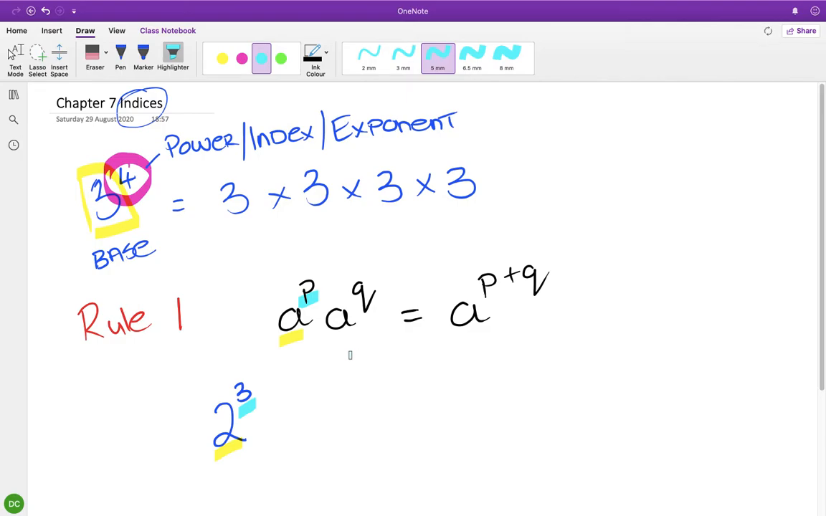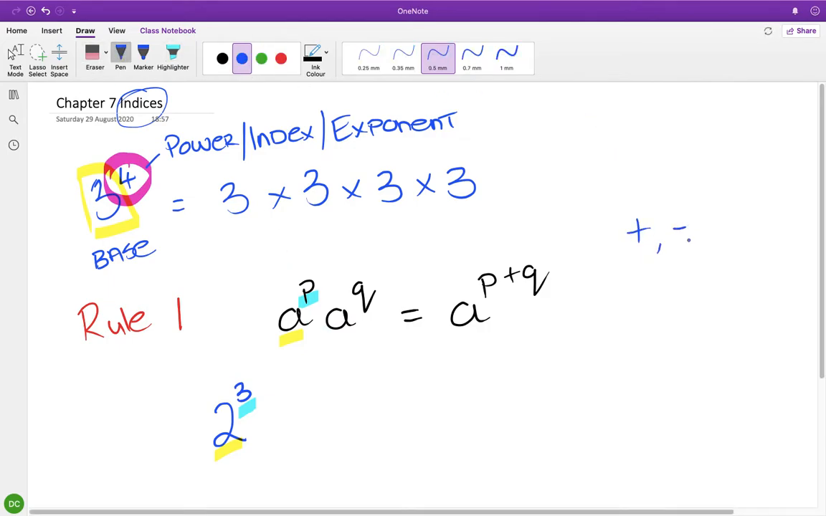Okay? Now, here, there is no operation. What I mean by operation is plus, minus, multiply, and divide. They're your operations. There's no operation here. And there is only one operation that can be left out and it still makes sense.